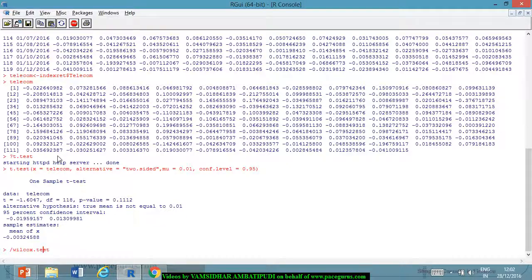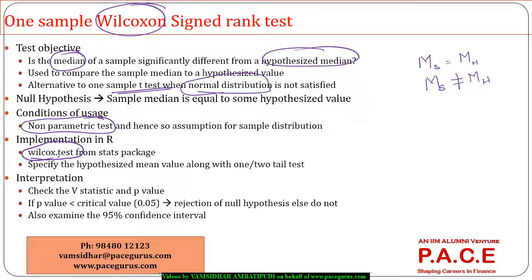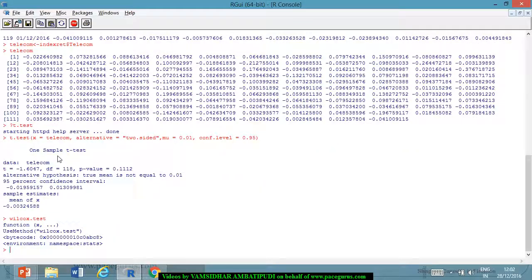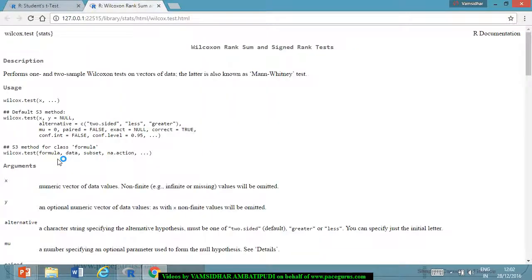Wilcox.test is actually performing the one sample Wilcoxon signed rank test. Let me first do the question mark of this. It performs one and two sample Wilcoxon tests on the vectors of the data. Again, when we are talking about two samples in the next session, I'll come back to it.